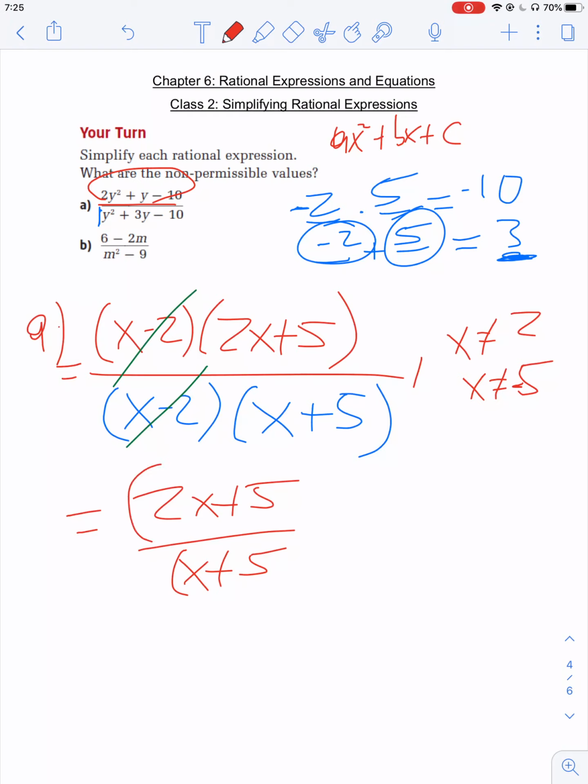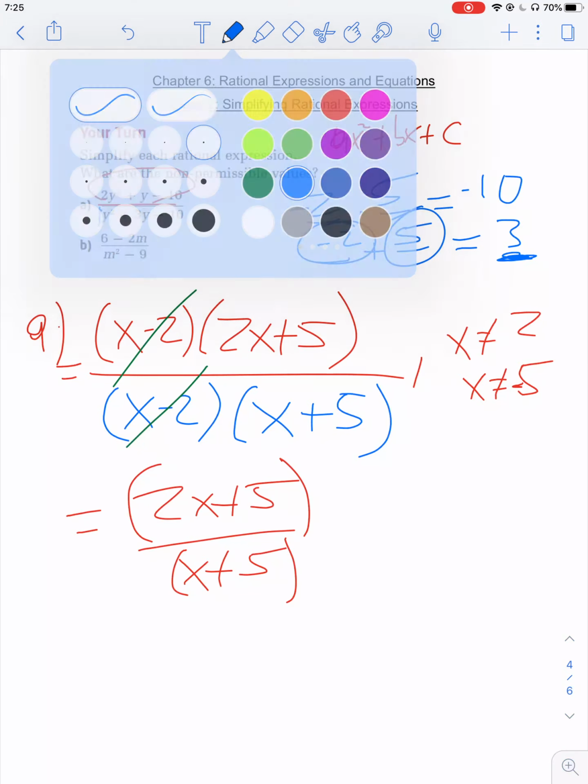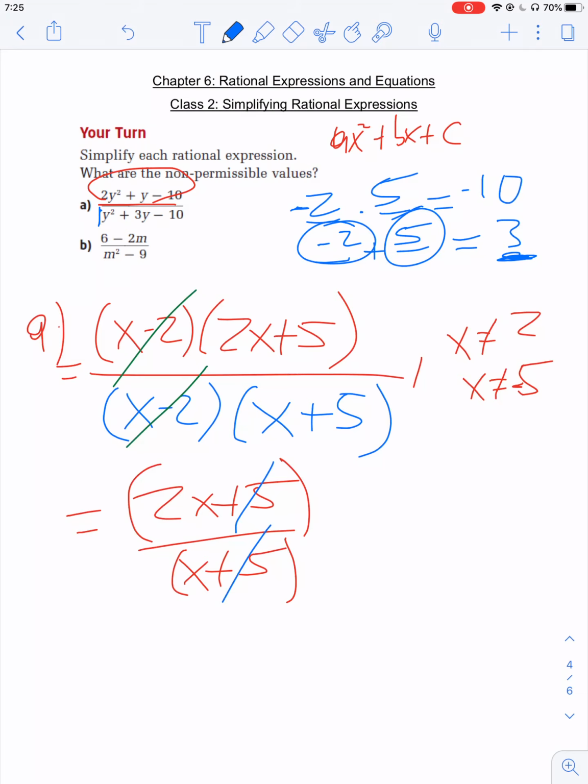I'm just going to put the brackets over here to remind you why you cannot. So just be careful. And again, you cannot cross out the fives because it's addition. This crossing out business only works when you have a product. So this is my final answer.